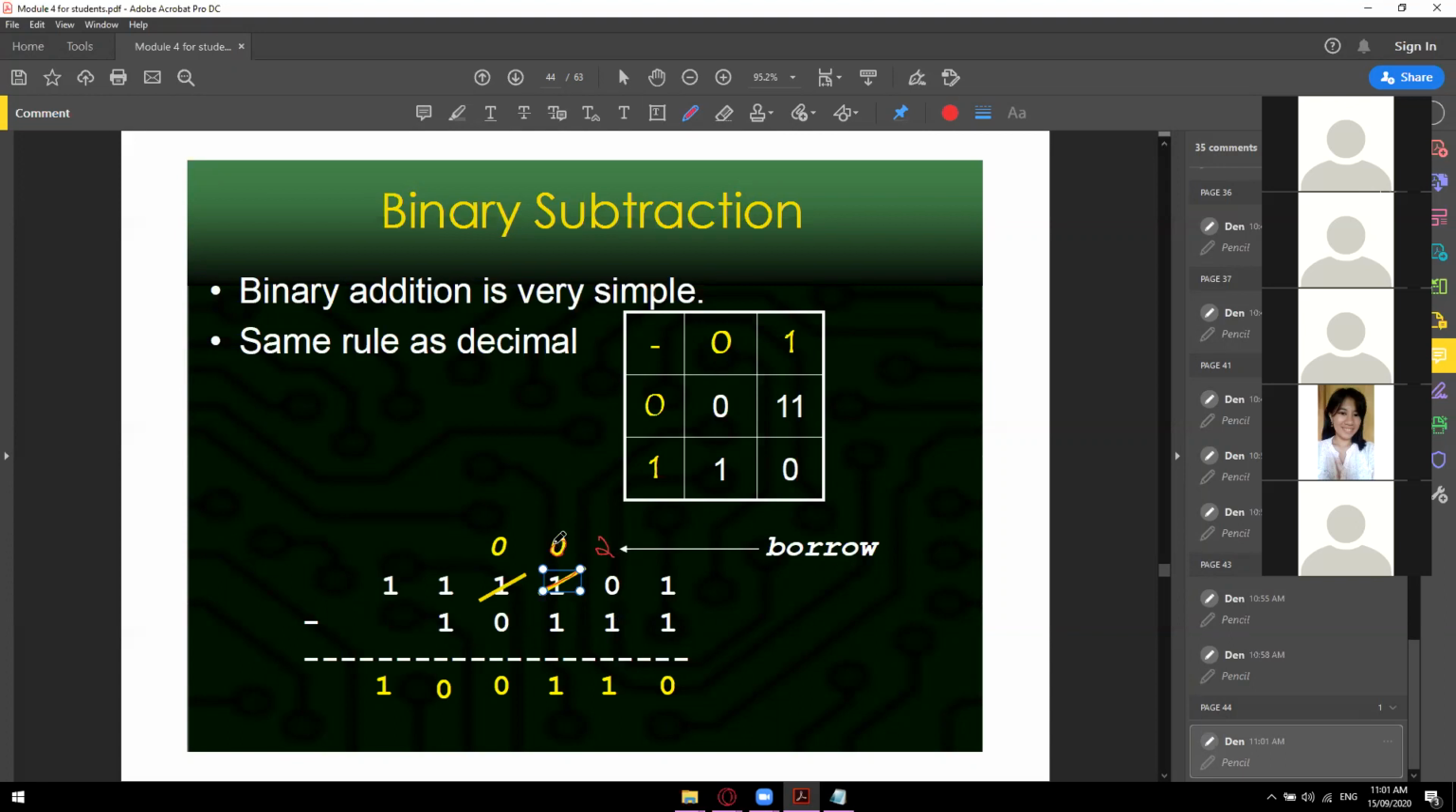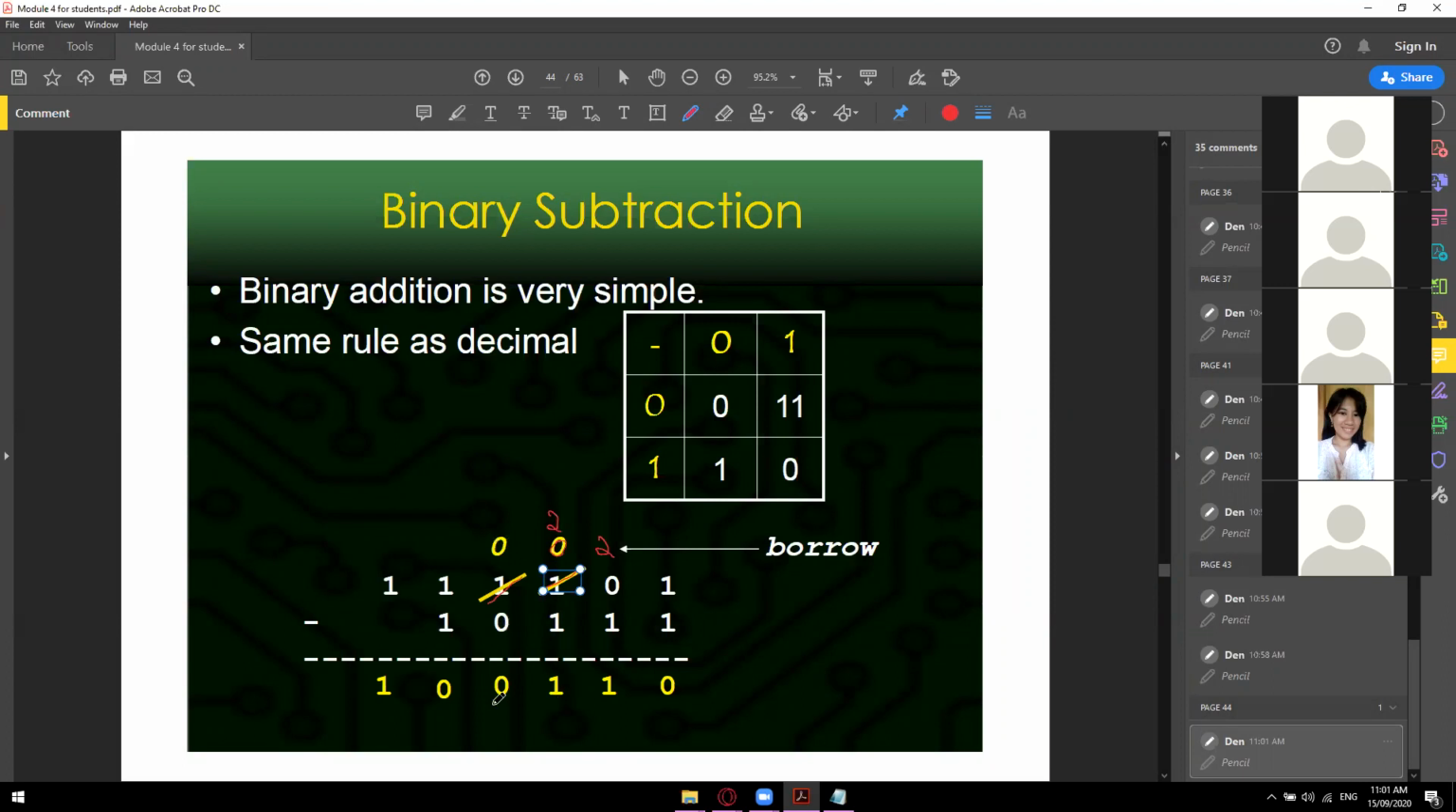So eto, 0 na lang to. So 0 minus 1 cannot be. So you have to borrow again. So hiram ka dito, magiging 0. So pagkahiram mo, magiging 2 na ulit to. Okay? So 2 minus 1 is 1.